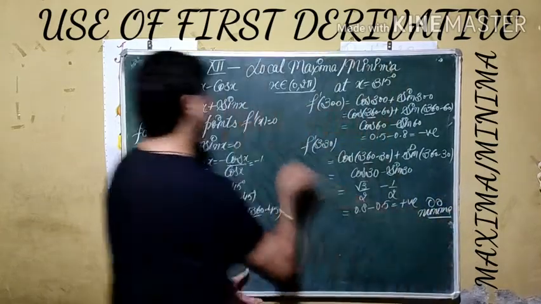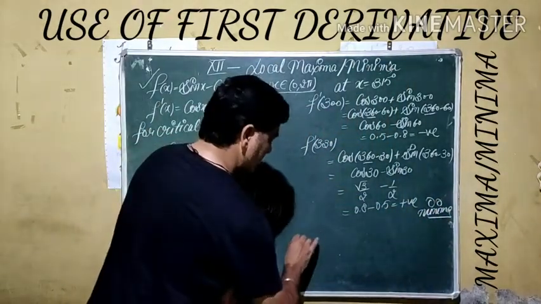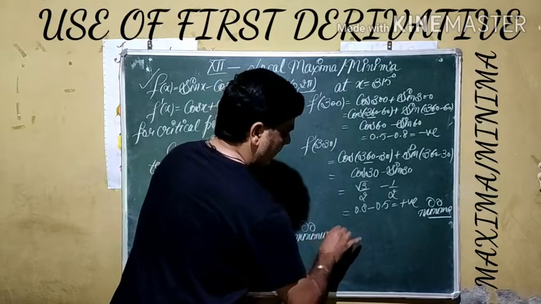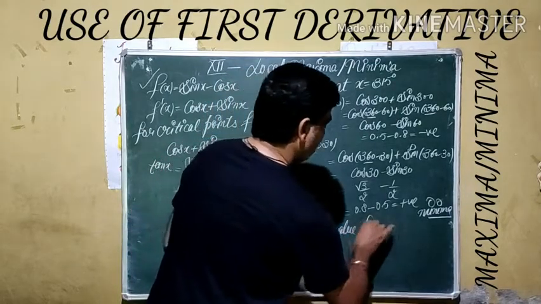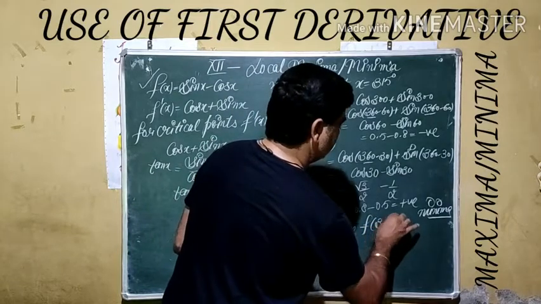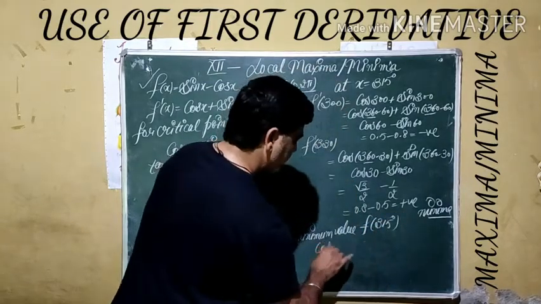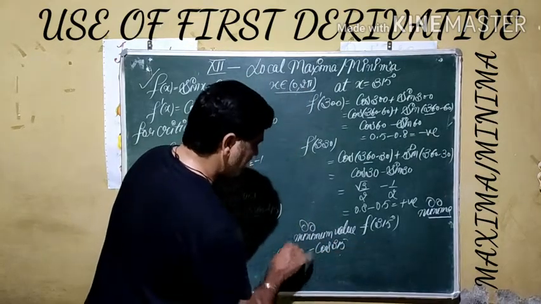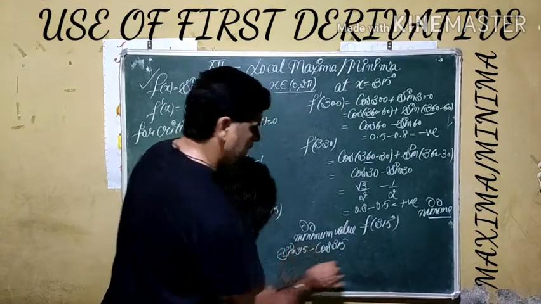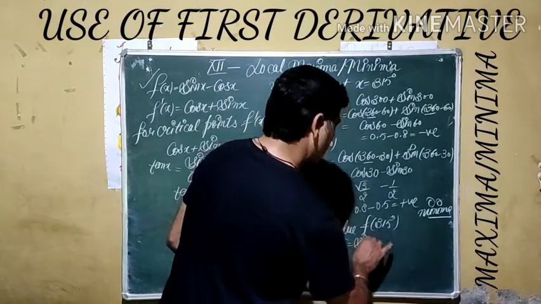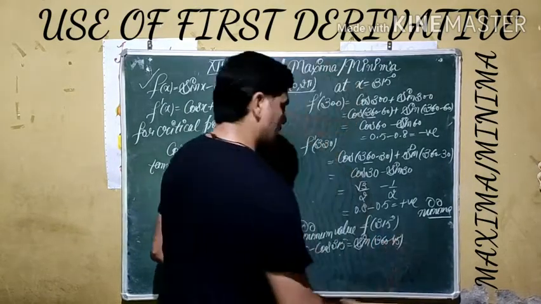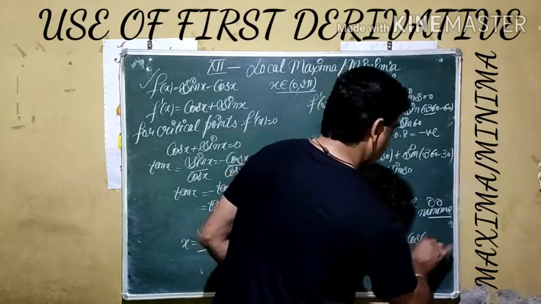Now, we can calculate the minimum value from here. The minimum value is given by f of 315, which means cos 315 with negative sign and sin 315 with positive sign. It can be written as sin 360 minus 45, and cos also written as 360 minus 45.